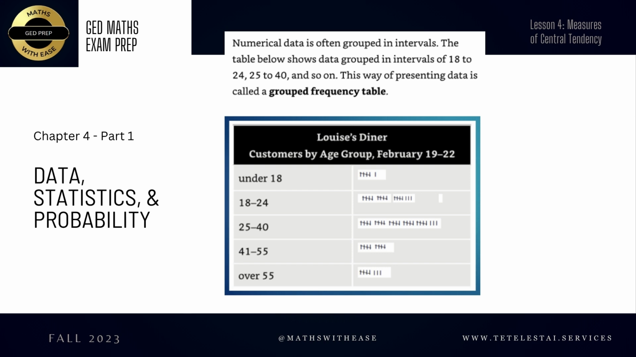Numerical data is often grouped in intervals, as I was trying to explain to you earlier. So the table that follows is going to show data that's grouped in intervals, from 18 to 24, and then from 25 to 40, and so on. This way of representing data is called a grouped frequency table. And we'll see why in a little bit.